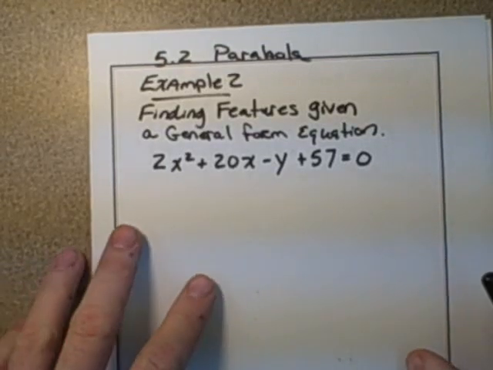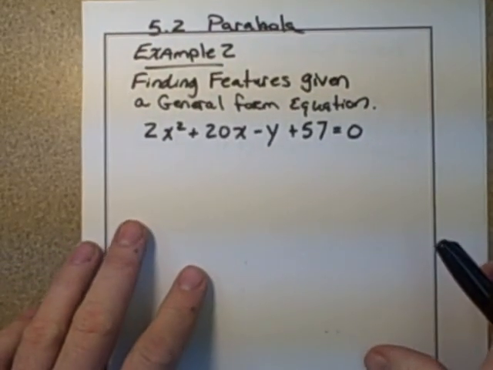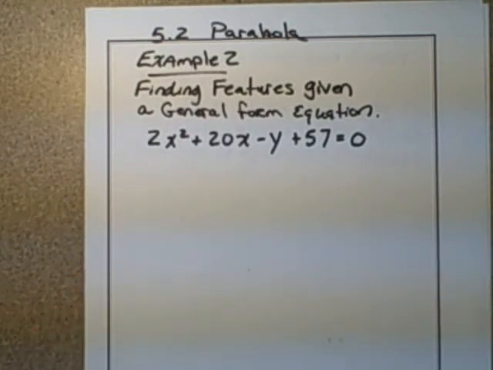Okay, this is still 5.2 in the conic section of Math C30, and we're looking at parabolas. We have done a couple of parabola tutorials already, and now we're looking at what to do when you have a parabola equation and you want to find all its features, but it's not in the nice standard form with all the nice symbols already half placed in the right spots to help you figure it out. It's just in its general form.